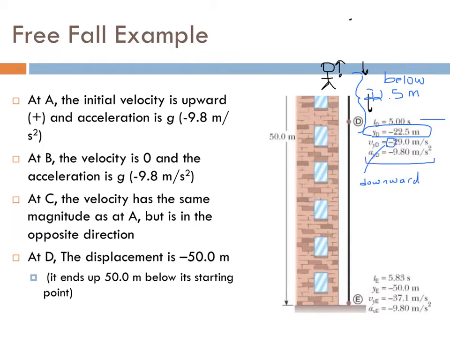And as always, negative 9.8 meters per second squared is our acceleration at every single point. And at point E, which is our last point here, this is happening 5.83 seconds after we started. Now we are at negative 50 meters. So again, this is our displacement. We are 50 meters below where this was tossed, where we started.